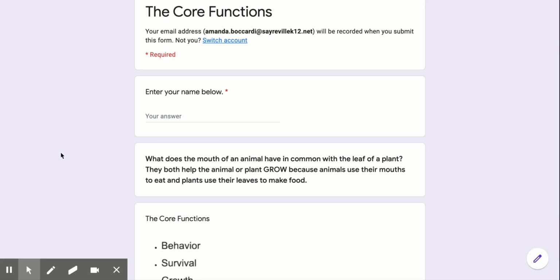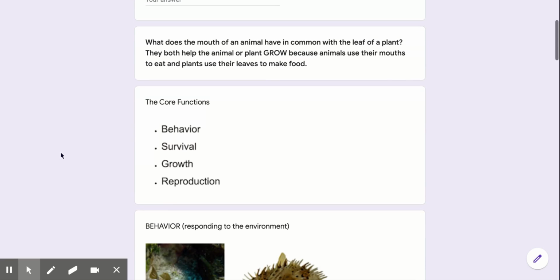The core functions. What does the mouth of an animal have in common with the leaf of a plant? They both help the animal or plant grow, because animals use their mouths to eat and plants use their leaves to make food.